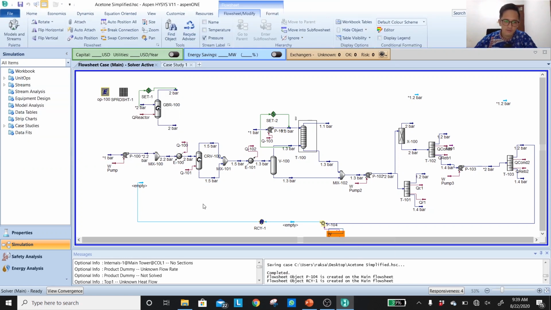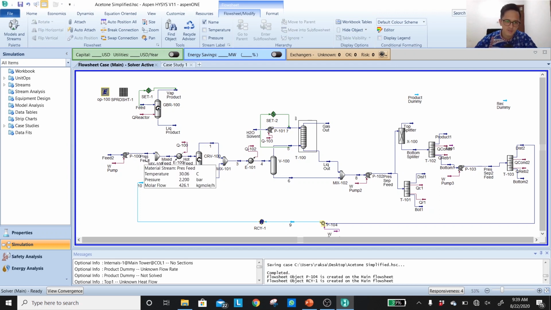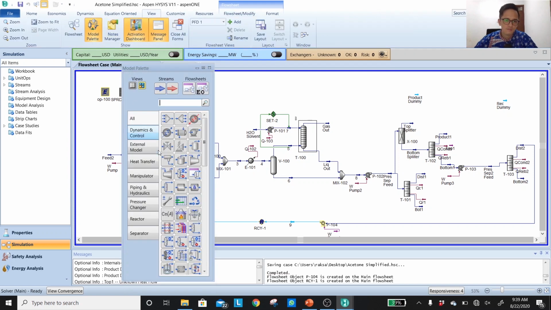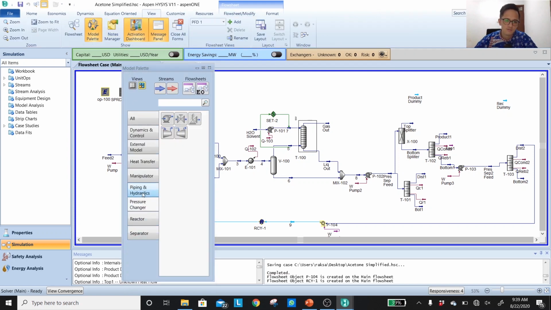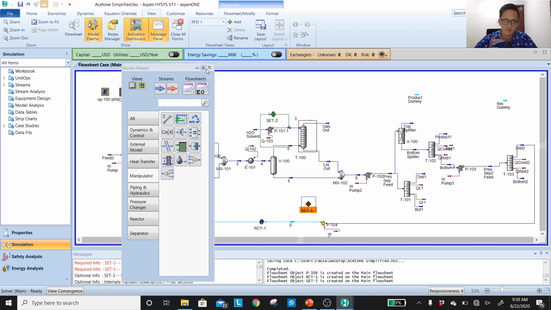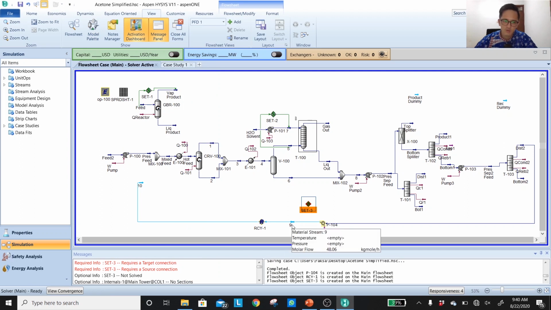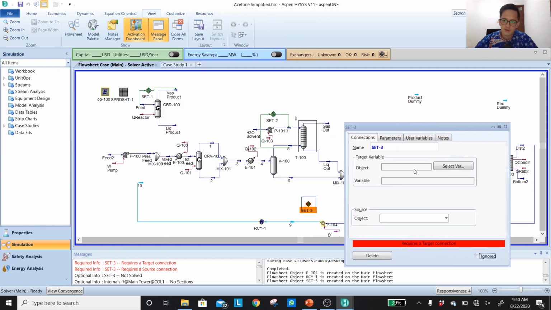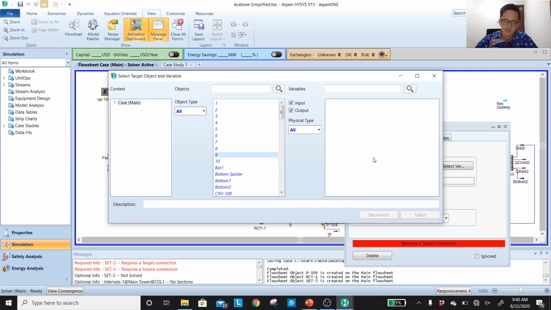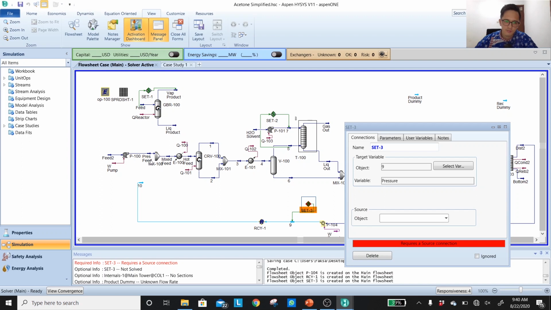The pressure will have to be the same as the pressure of this pressurized feed stream. So let's say I want to use another set just in case. Okay, now the pressure of stream 9 will be matched with the pressure of the pressurized feed. The target variable is stream 9 pressure. It will have to match the pressurized feed.